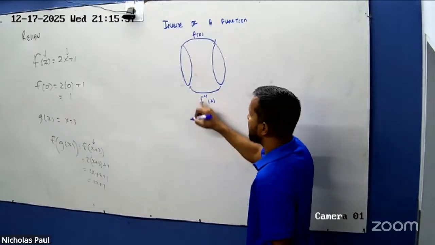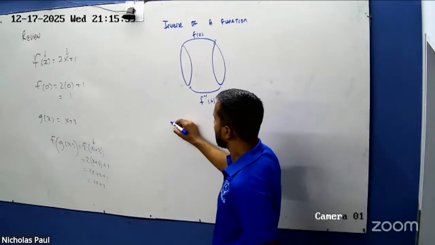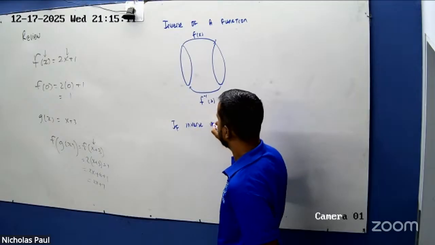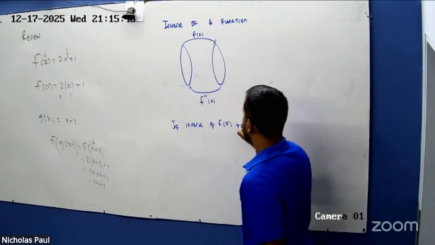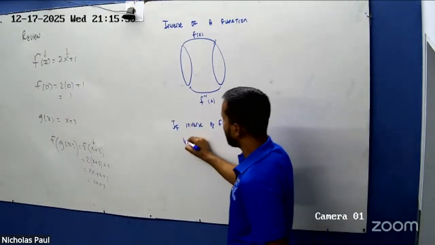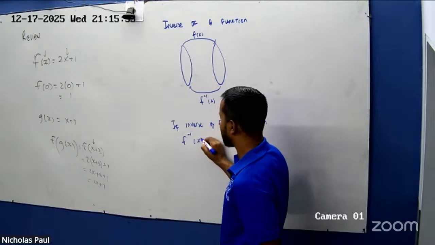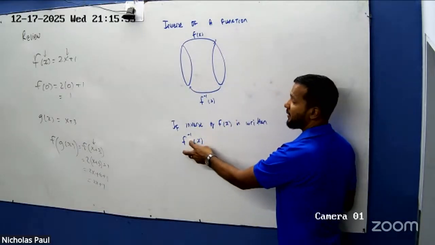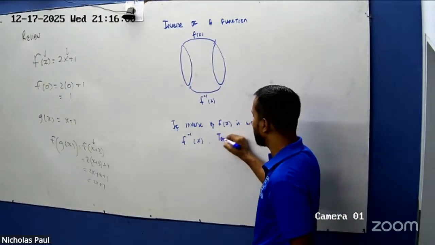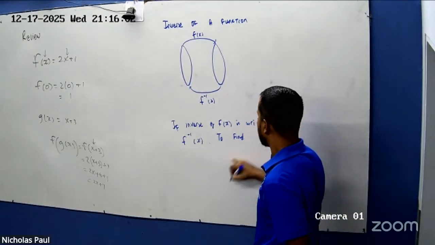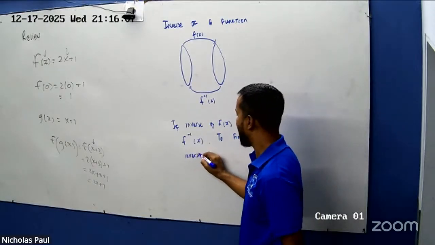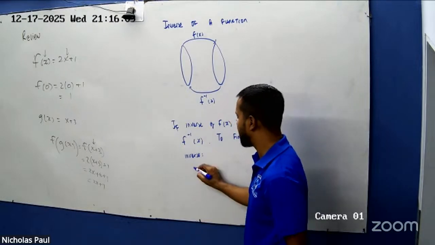It's called the inverse of f. So the inverse of f of x is written f inverse x. So once you see this -1, it means the inverse, right? And to find it, real simple, we do the following steps.